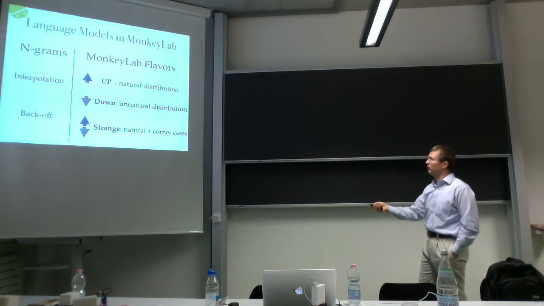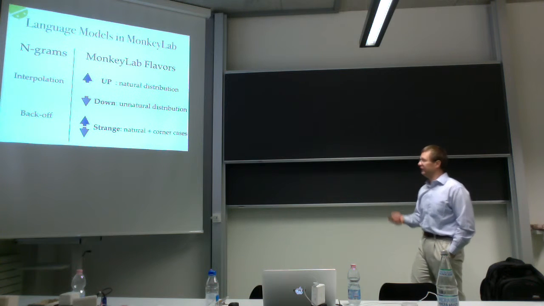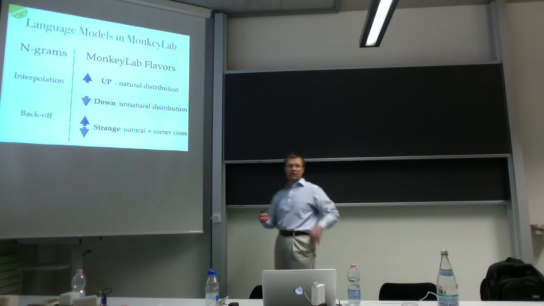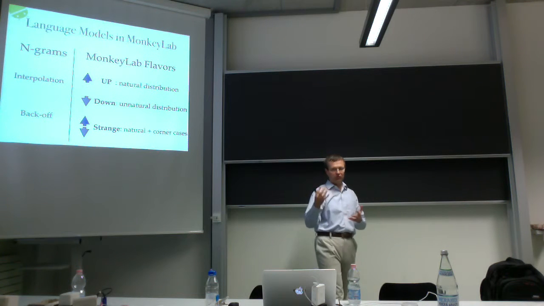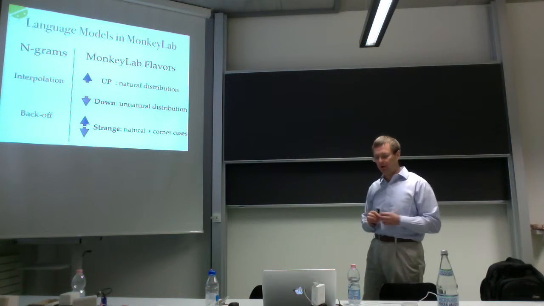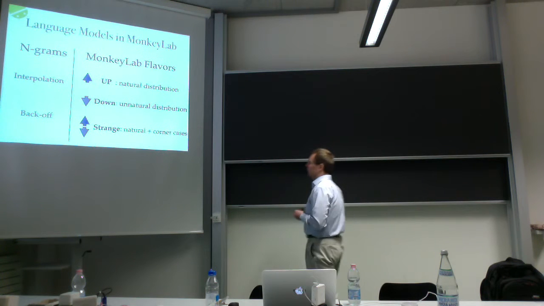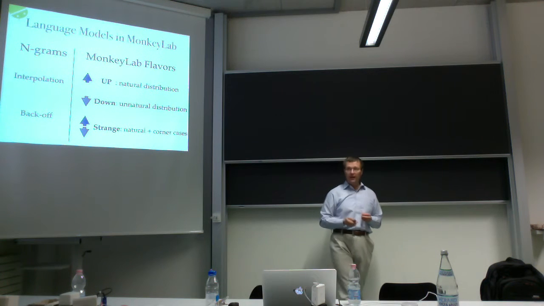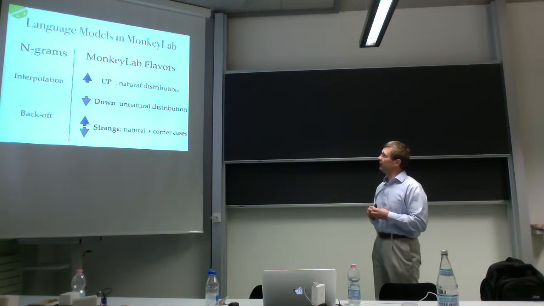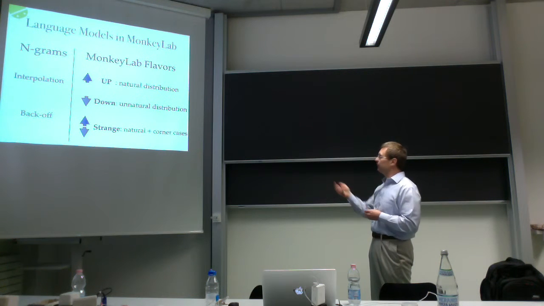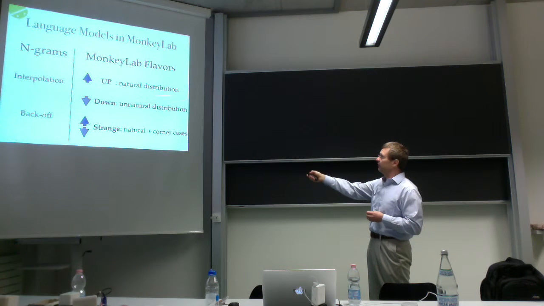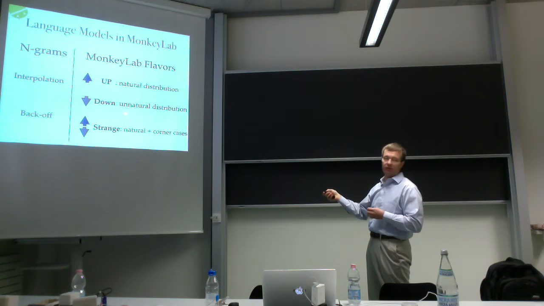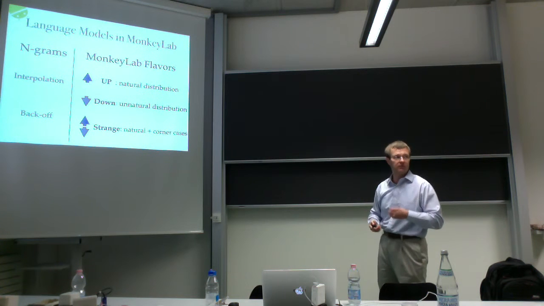And this is what we call the strange flavor. The idea here is to generate some part of the scenario using the natural distribution and once in a while inject events from the unnatural distribution. Okay? And we've actually evaluated different combinations of these flavors. So all these three flavors, we've used them with different smoothing techniques. So in this case, we have up interpolated, up backoff, and the same thing with down interpolated, down backoff, strange interpolated, and strange backoff.